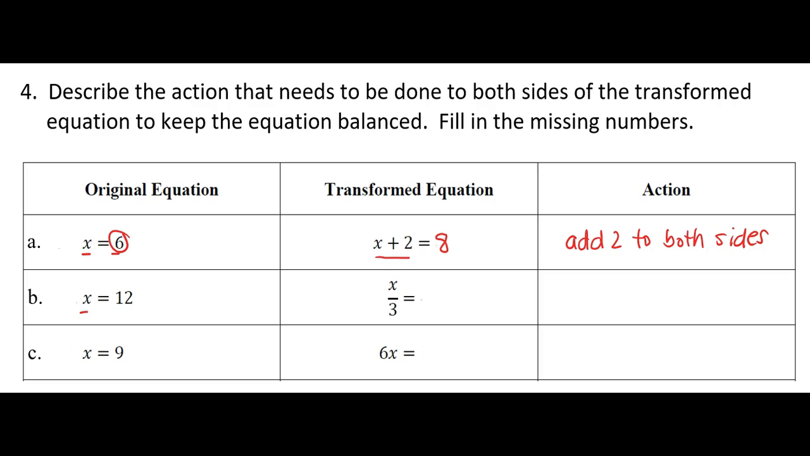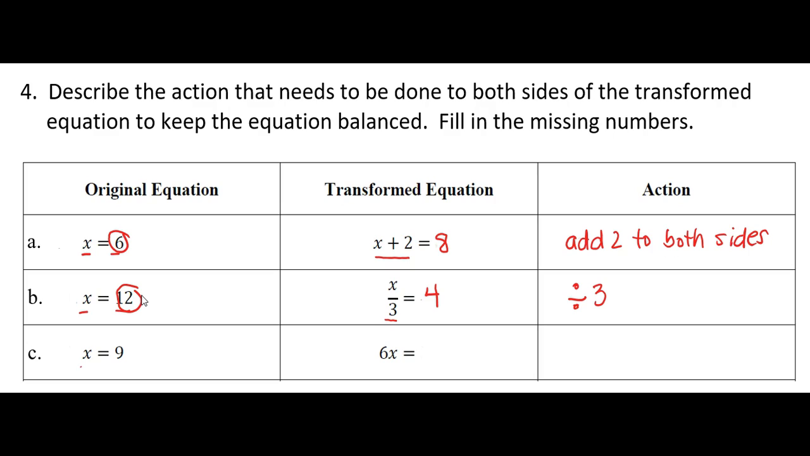In part B, I have x equals 12. Well, I changed the left-hand side to x divided by 3. So I need to divide both sides by 3. 12 divided by 3 equals 4. So x divided by 3 equals 4.